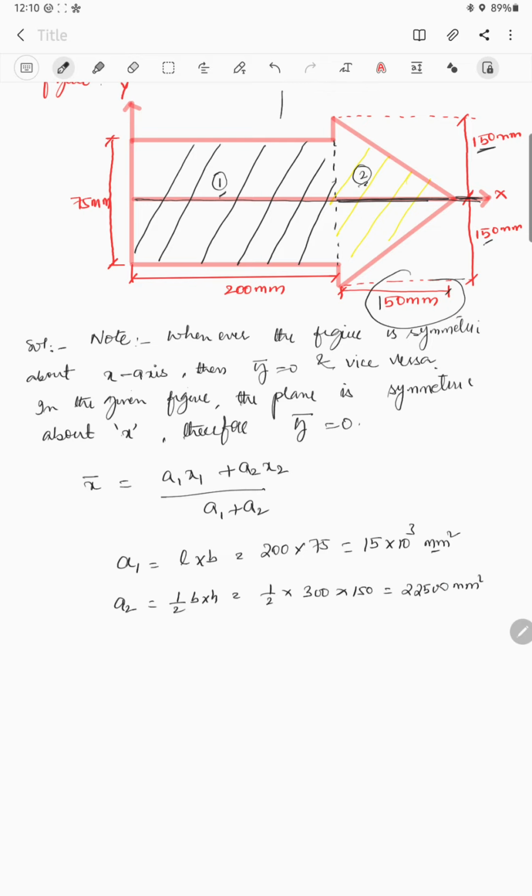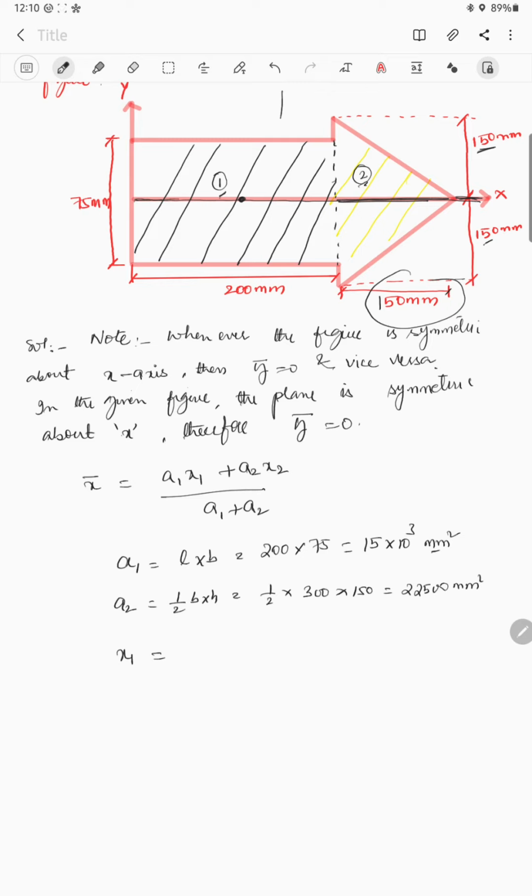22500 mm square. So we got the value of A1 and A2. Next we'll calculate the value of x1. So how to calculate x1? See here, the centroid of this rectangle alone. We'll calculate the centroid of this rectangle. It will be somewhere here.